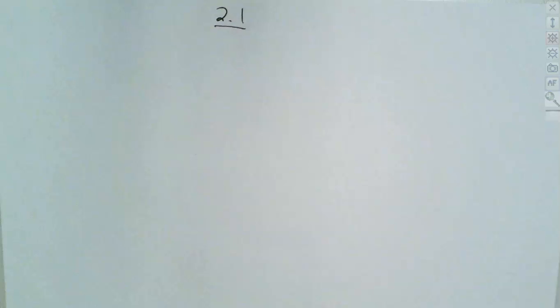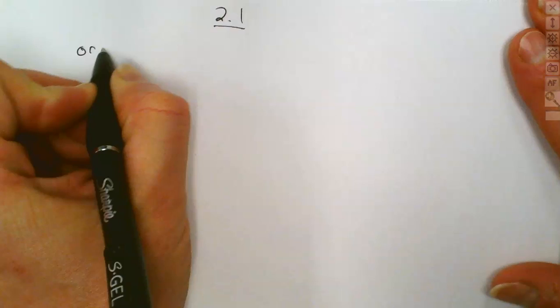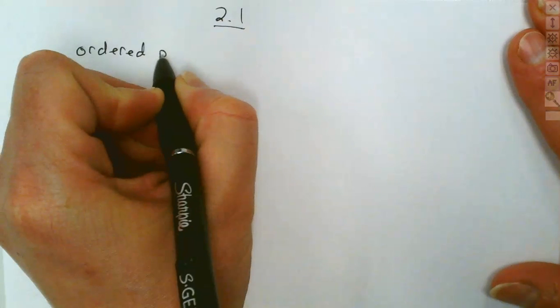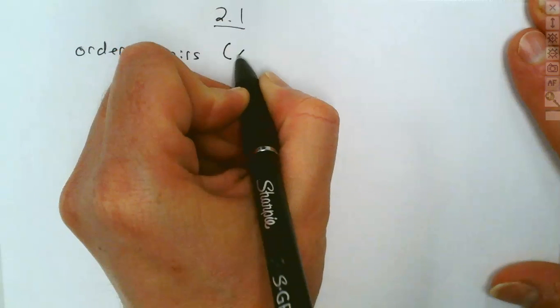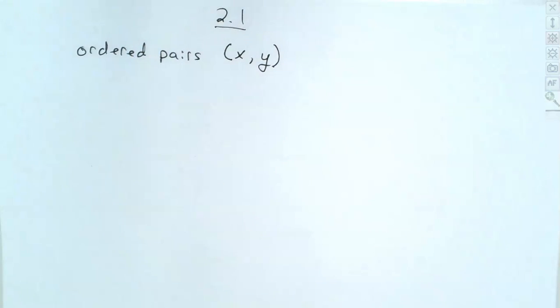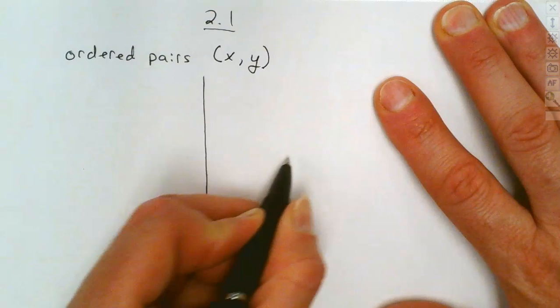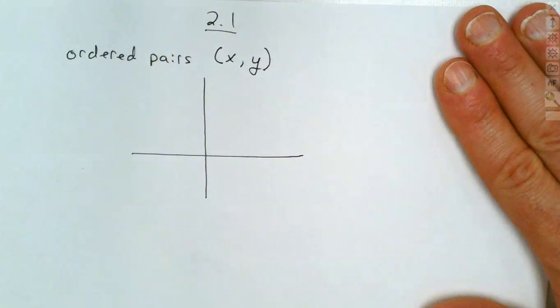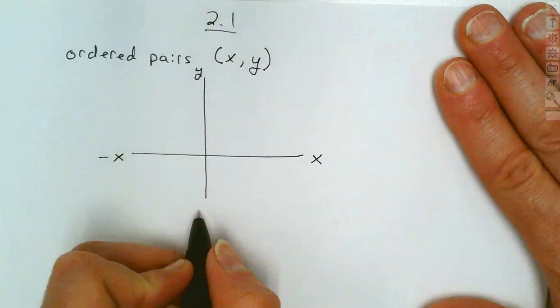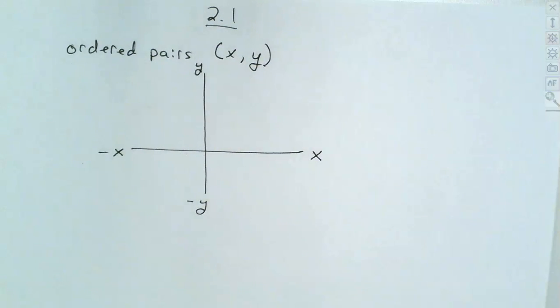So we're going to look at 2.1 first. Okay, and we're going to talk about ordered pairs. Now, ordered pairs always go x, y. Okay? And we plot these ordered pairs on what's called the coordinate system or the Cartesian plane. The x goes left and right, and the y goes up and down. So we plot our ordered pairs on what's called the Cartesian system.